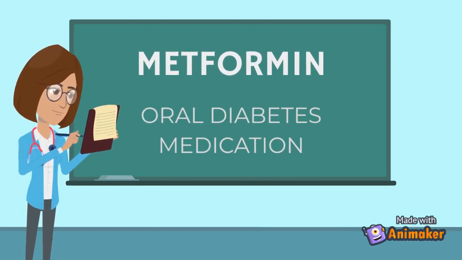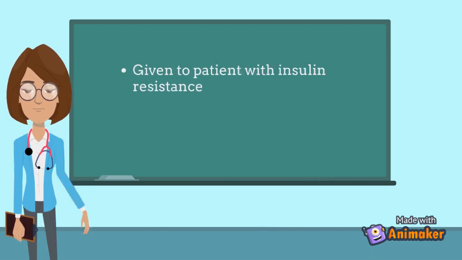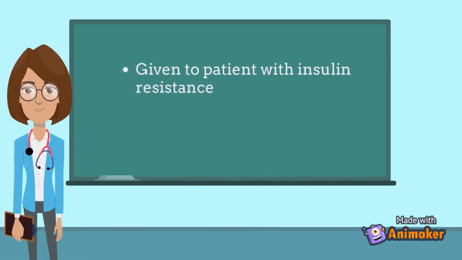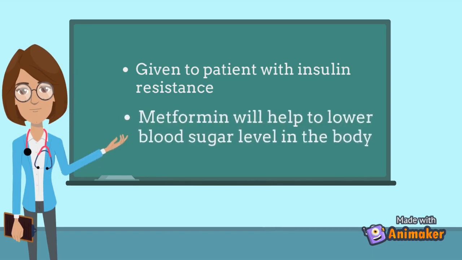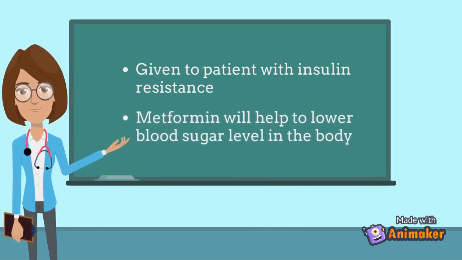Metformin. Metformin is an oral diabetes medication. Metformin is given to patients with insulin resistance. It will help lower the blood sugar level in the body by lowering the production of glucose in the liver.